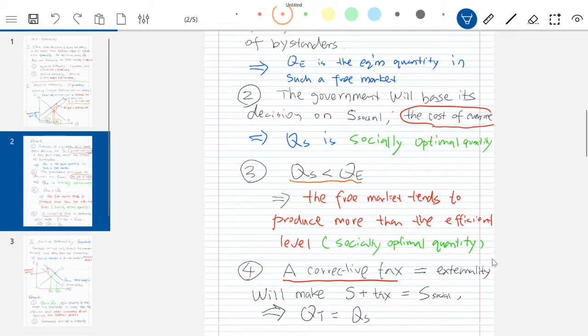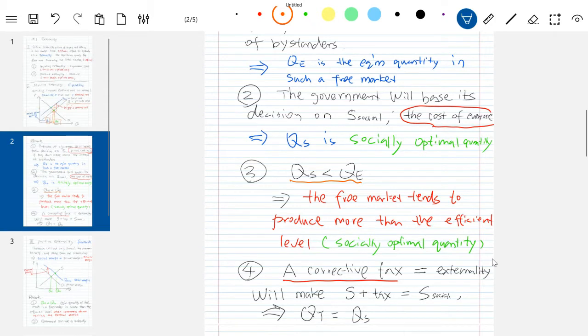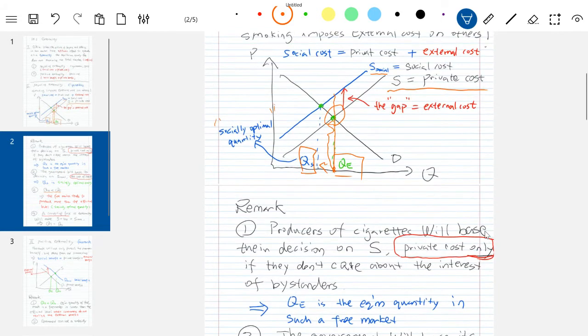So since the market in this case overproduced, or produced too many cigarettes than what a socially optimal quantity indicates, what should the government do in order to make the quantity of production go back to the socially optimal level? Put it differently, what could a government do in order to reduce the production level from QE to QS?